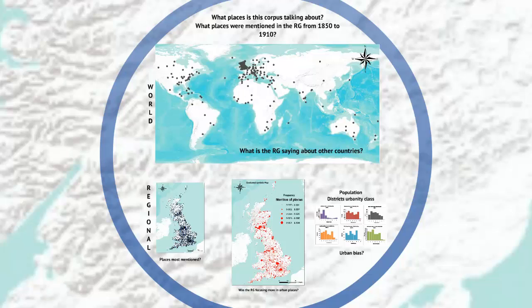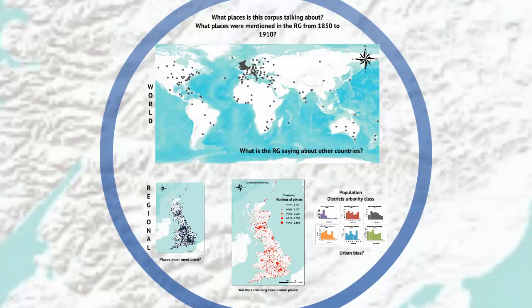So this is something that you can do at different scales. And the first thing that we did was precisely to create a world map in which we display all the places that have been mentioned in the Registrar General for this particular date. And what we realized about this data set that was actually quite interesting was that the RG, although it is a corpus related to UK data, was not only mentioning places in the UK, but it was actually mentioning places all around the world and many different countries.